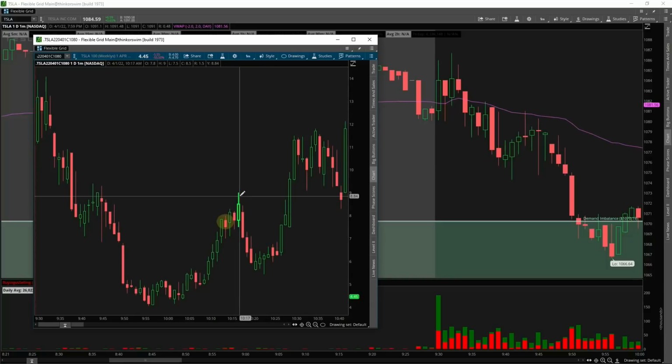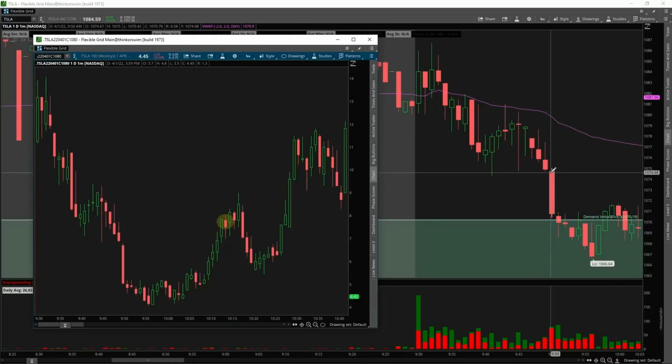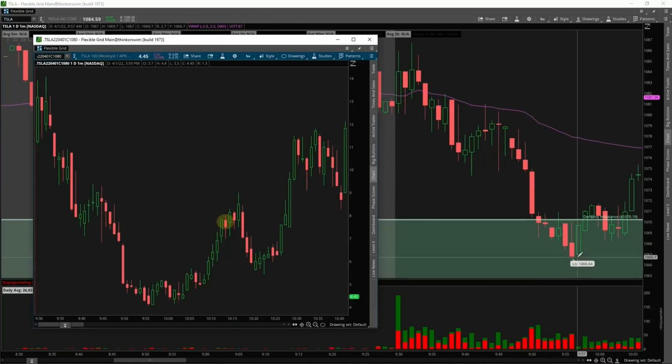Then 3-4 minutes later, this thing starts moving lower. And now all of a sudden the contracts are at $7. Now we're down $3,000 in 3 minutes. We start freaking out. Our emotions are not in check. We're not implementing proper risk management because Tesla never broke below the low.